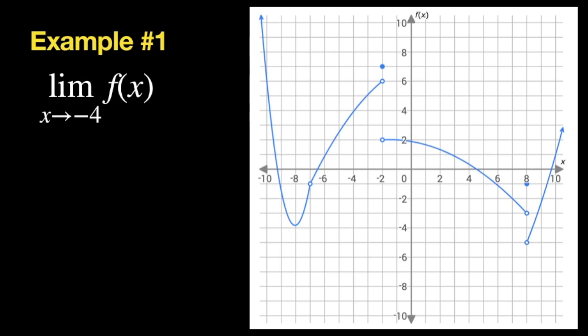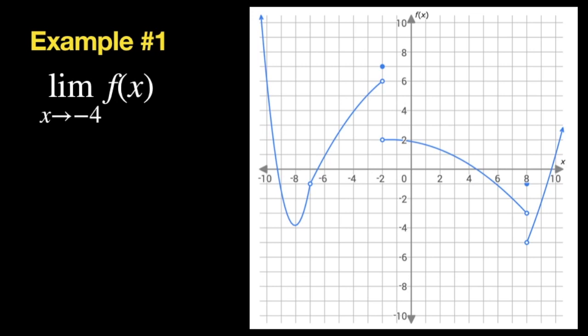Let's look at example 1. This is how we write a limit. We have the limit of the function, so we have limit as x approaches a value of function f of x. We don't know exactly what the equation of the function is, but you are trying to figure out what is the y value as x is approaching -4.